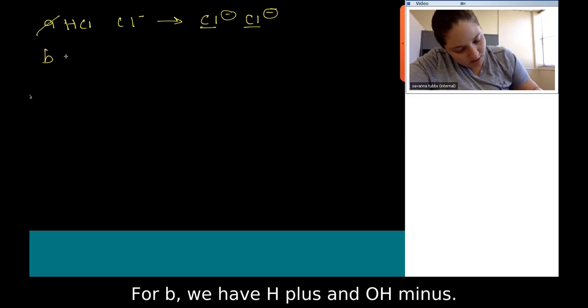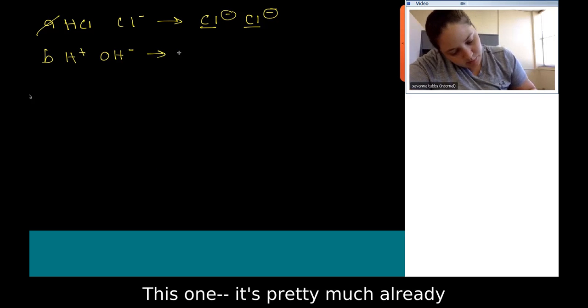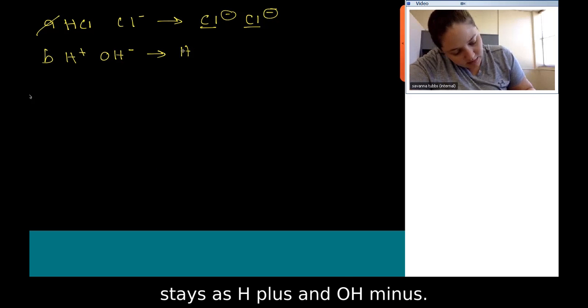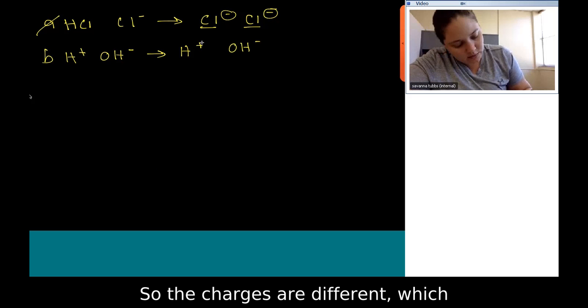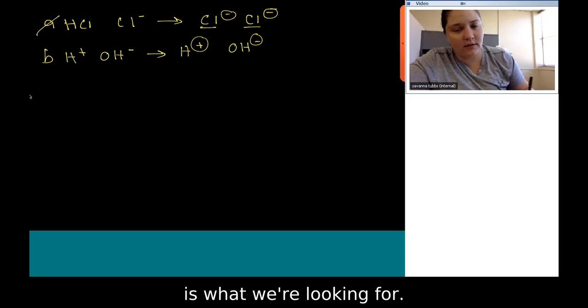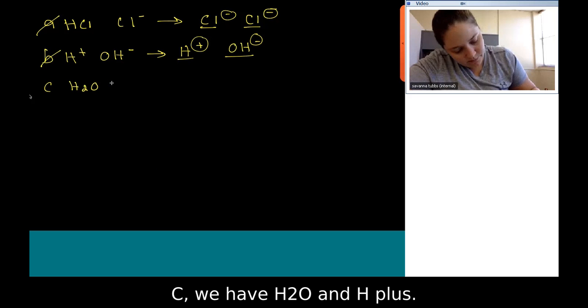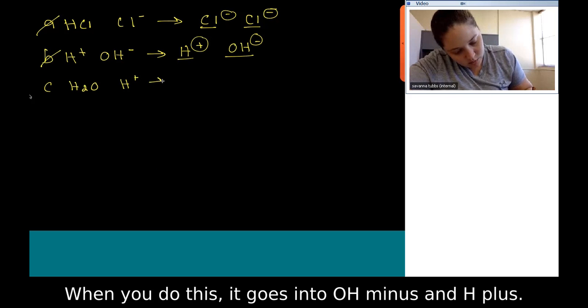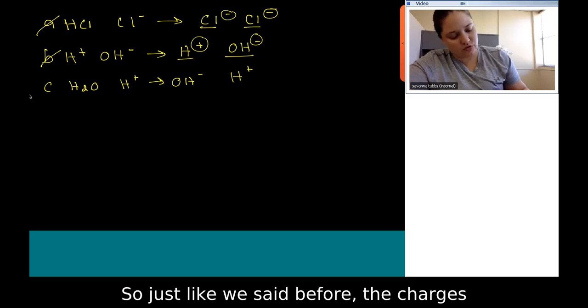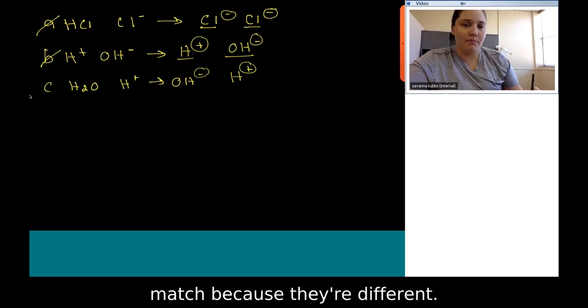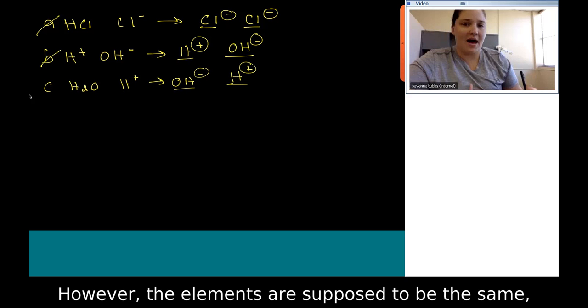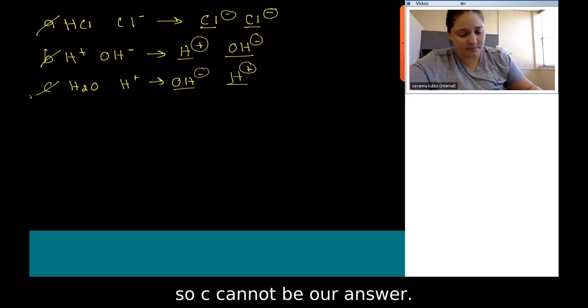For B, we have H plus and OH minus. This one is pretty much already broken down as far as it can, so it stays as H plus and OH minus. So the charges are different, which is what we're looking for. However, the elements aren't the same, which means B is not our answer. C, we have H2O and H plus. When you do this, it goes into OH minus and H plus. So just like we said before, the charges match because they're different. However, the elements are supposed to be the same, so C cannot be our answer.